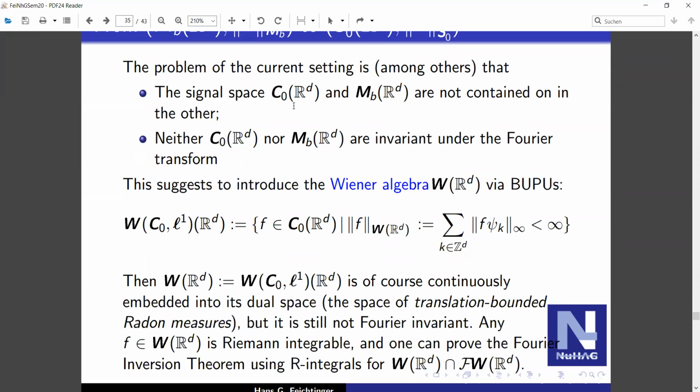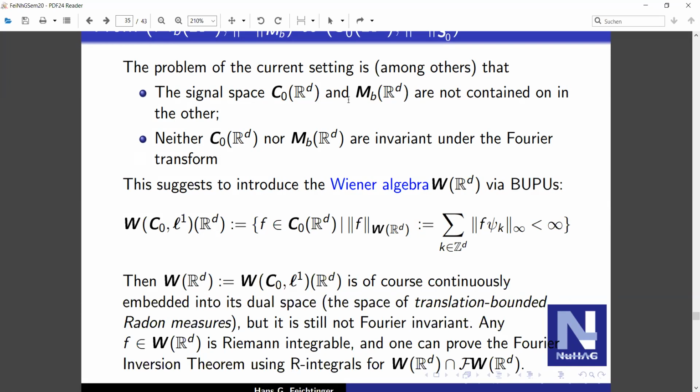You have learned that the Fourier transforms of L1 functions are in C0, that convolutions are in bounded measures, but they have a common space, which is bounded continuous, compactly supported continuous functions. But it's not good, because they are not contained one in the other. And also they are not Fourier invariant.